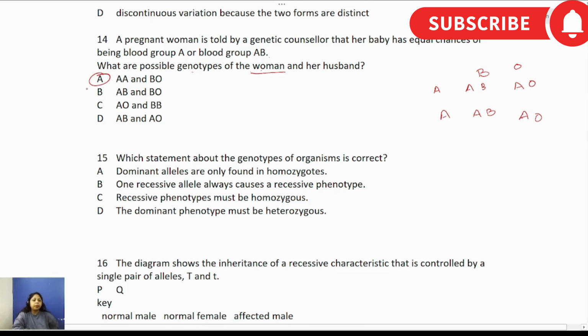Okay. Which statement about the genotype? Let me check this one. Let's say AO and BB. It will become AB, AB, and it will become BO, BO. So the blood groups would be different. Okay, so the answer is AA and BO. This one is correct.